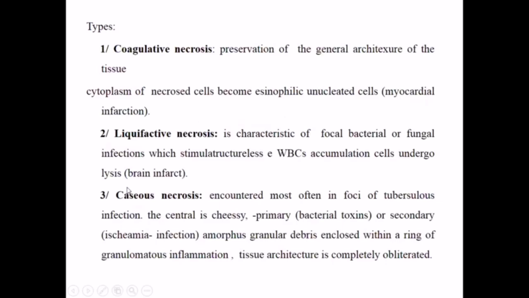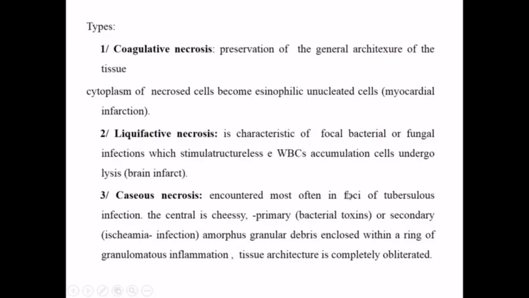Types of necrosis: there is coagulative necrosis. This means preservation of the general architecture of the tissue. The cytoplasm of necrosed cells becomes more eosinophilic, more red, and the cells lose their nuclei. An example is myocardial infarction. Liquefactive necrosis is characterized by focal bacterial or fungal infections like abscess, with accumulation of white blood cells that then undergo lysis.